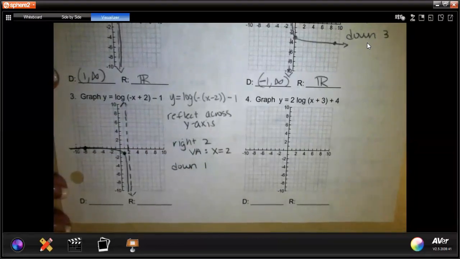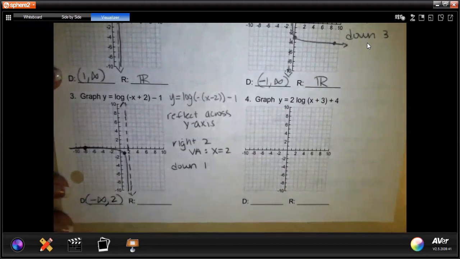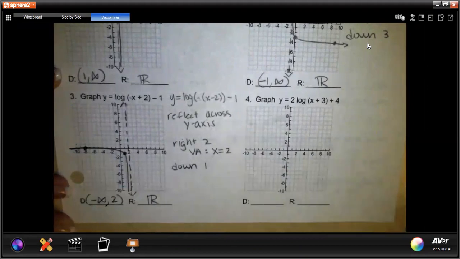That does change our domain. It is coming from negative infinity up to 2, so our domain is going to look like this instead. We always put the smallest number, which in this case is negative infinity, to the biggest one. And our range for all logs is all real numbers.